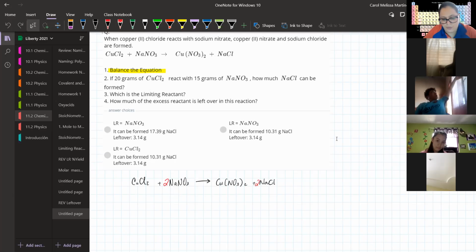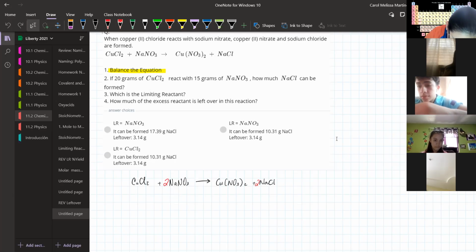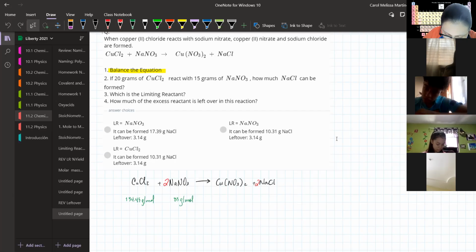Now I continue by getting the molar masses. This molar mass, I got it from the exercise before. It is, I think this one is 134.45 grams per mole. This one is 85 grams per mole. This one, I don't know. But this one is 58.44 grams per mole.